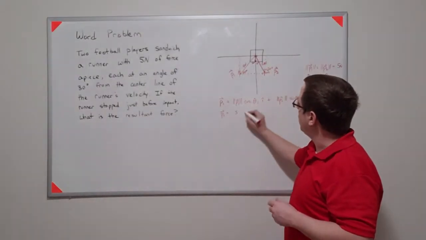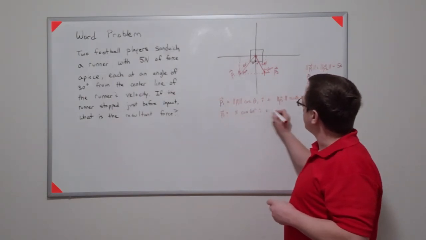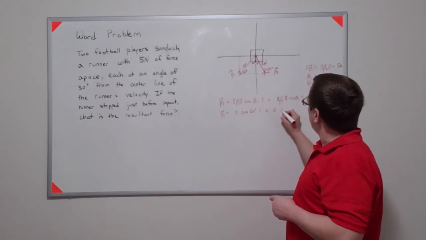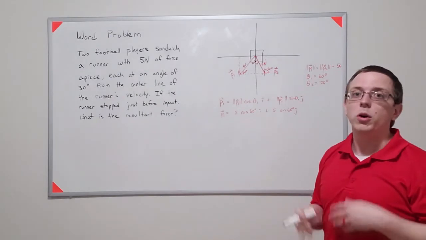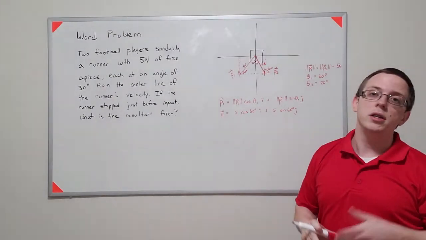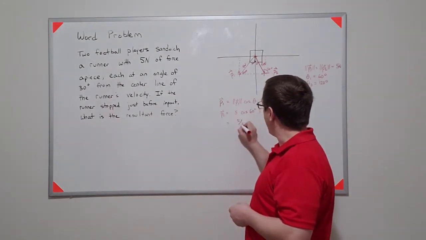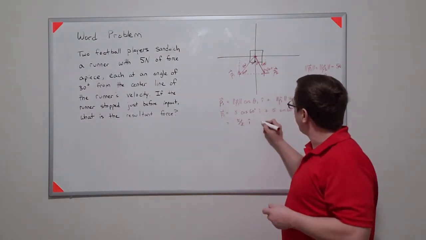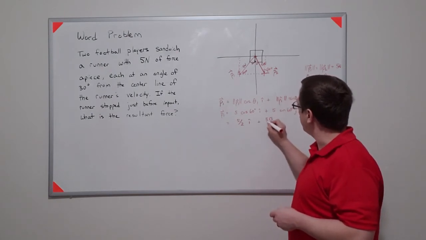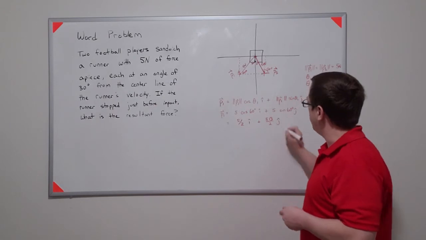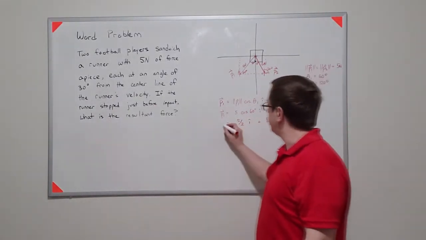So 5 cosine 60 degrees i plus 5 sine 60 degrees j. So remember, cosine of 60 degrees is 1/2. So that gets me 5/2 i plus 5 square root of 3 over 2 j. So that's player 1.